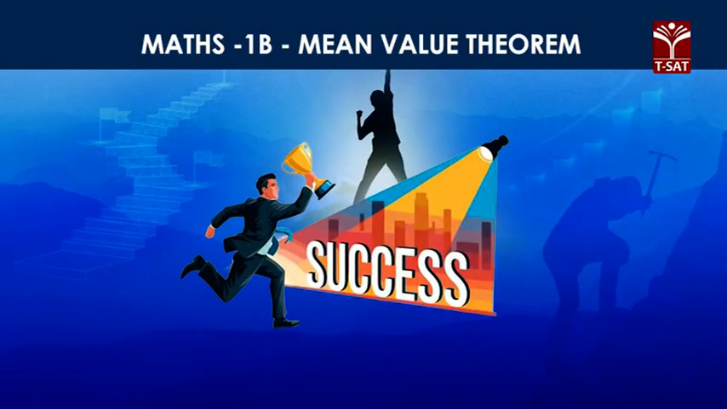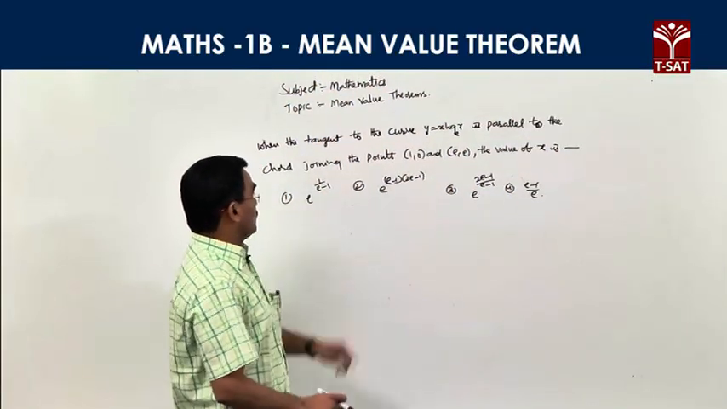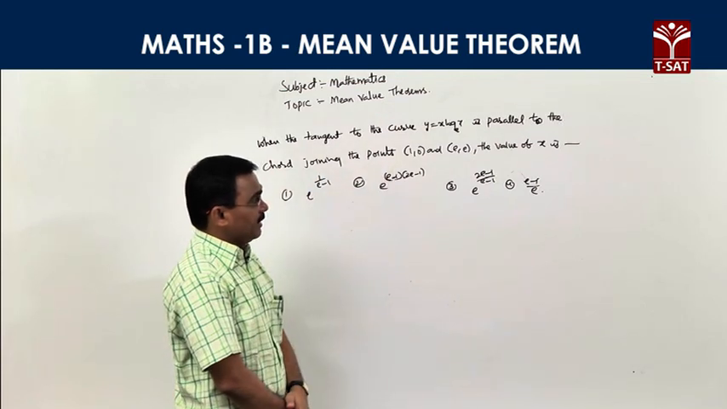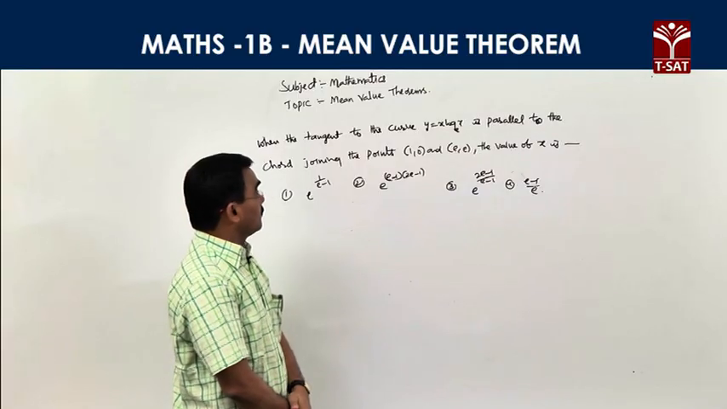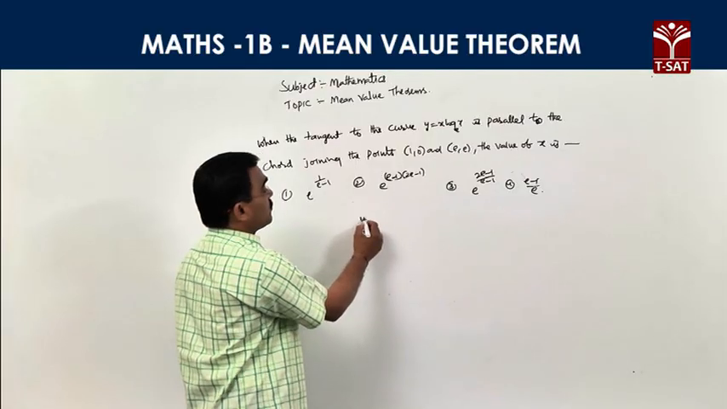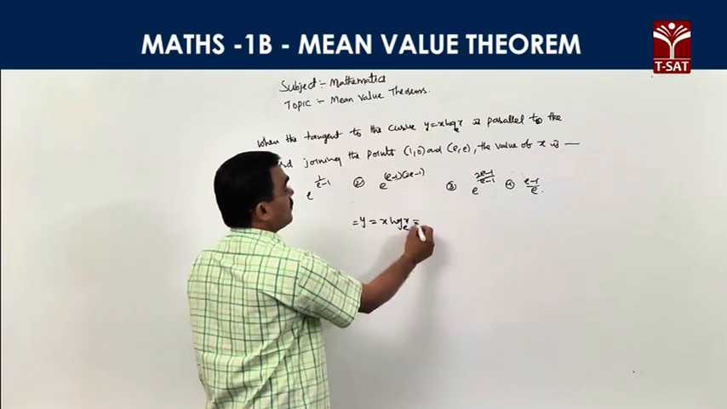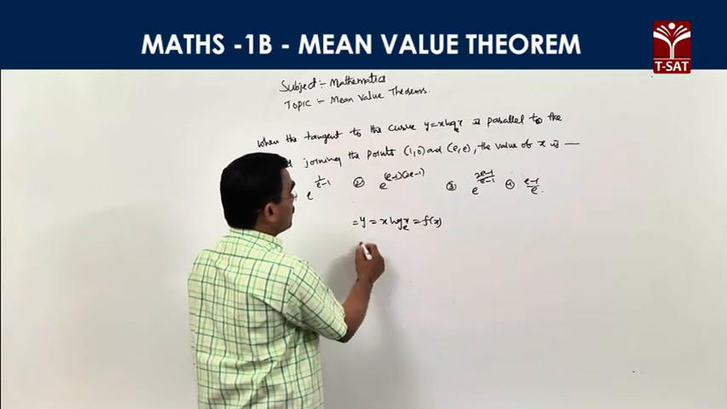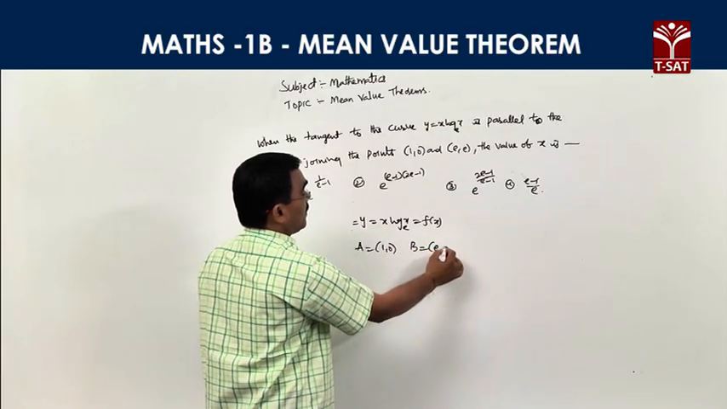Next problem: when the tangent to the curve y is equal to x log x is parallel to the chord joining the points (1, 0) and (e, e), the value of x is dash. What is given? y is equal to x log x, base e. This is the given function, y is equal to f(x). The given points are a is (1, 0) and b is (e, e).